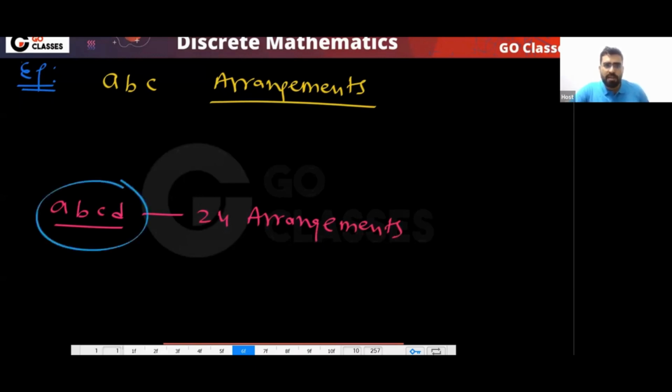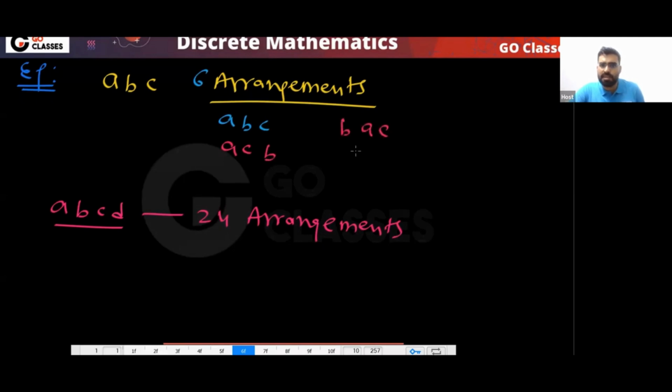So you are saying that we can create 6 arrangements. We can create A, B, C; A, C, B; B, A, C; B, C, A; C, A, B; C, B, A. Did you do it like this to tell me that the answer is 6? Tell me, did you do it like this?